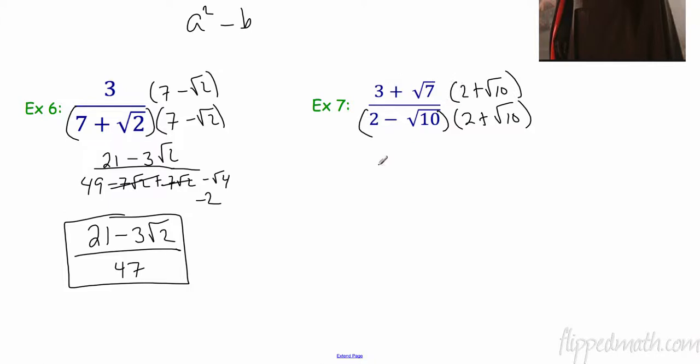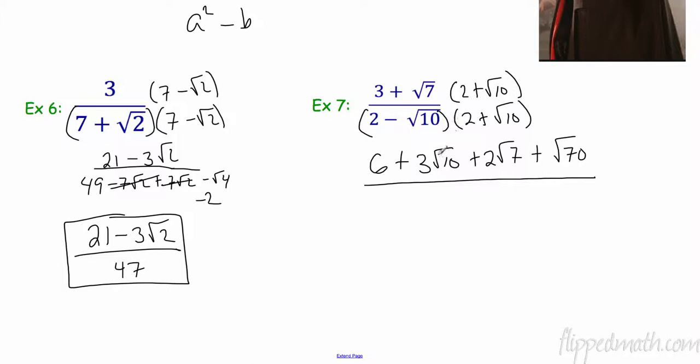So 2 times 3 is 6. 3 times radical 10 is 3 radical 10. Radical 7 times 2 is 2 radical 7. And radical 7 times 10 is radical 70. On the bottom, 2 times 2 is 4. 2 times radical 10 is 2 radical 10. Negative radical 10 times 2 is negative 2 radical 10. And negative radical 10 times radical 10 is negative radical 100.